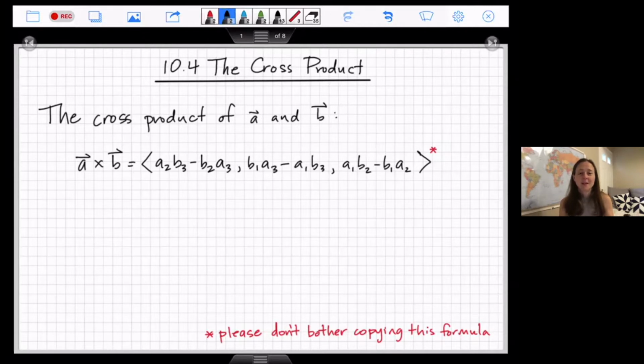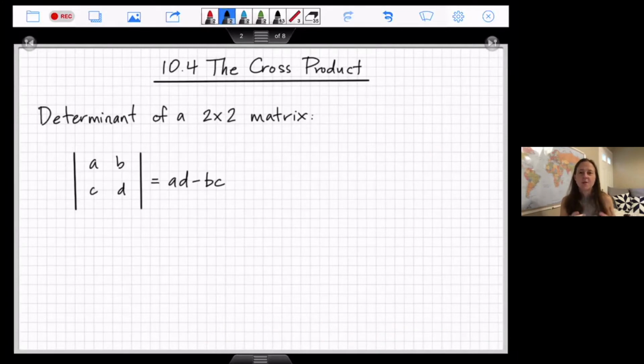It's not going to seem like it has anything to do with vectors, but it's going to be the technique we need in order to find the cross product of two vectors. So what is a matrix and what is a determinant? A matrix is just an array of numbers. Think of it like an Excel spreadsheet. You can have as many rows and columns as you need to organize however many data points you need. This matrix is called a 2x2 matrix because it's got 2 rows and 2 columns.